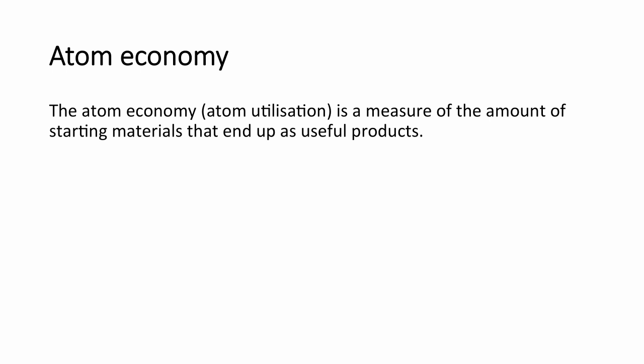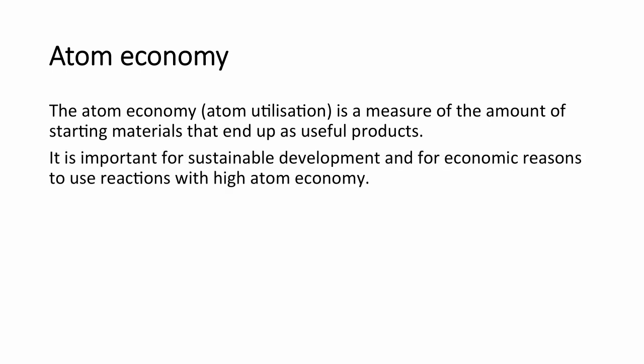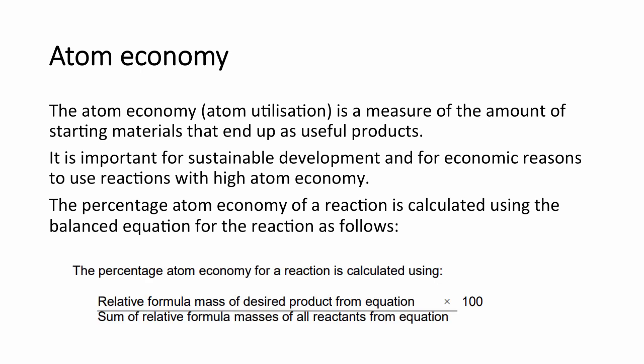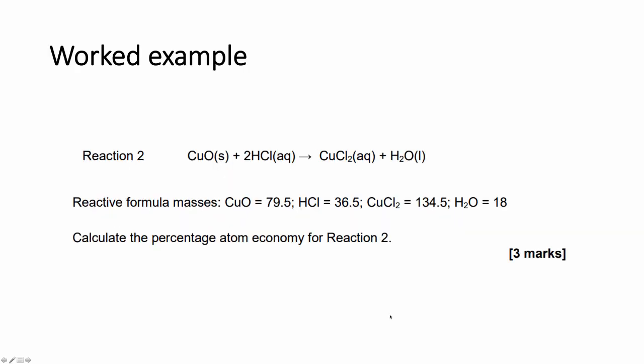Another efficiency expression in chemistry is atom economy. The atom economy, also called atom utilisation, is a measure of the amount of starting materials that ends up as a useful product. So it's important for sustainable development and economic reasons that we use reactions with high atom economy to eliminate waste. The percentage atom economy of a reaction is calculated using the following equation. It's the sum of the Mr of useful or desired products divided by the Mr of all products, times 100. And again, I've got a worked example for you.